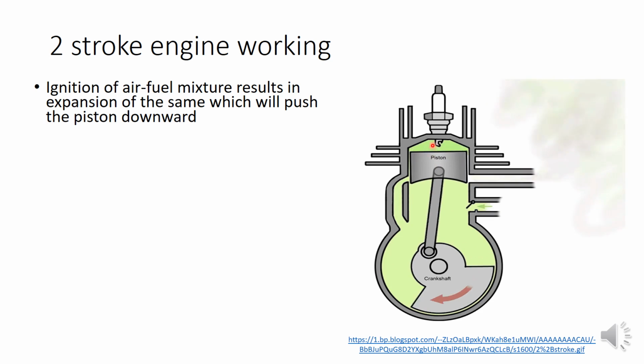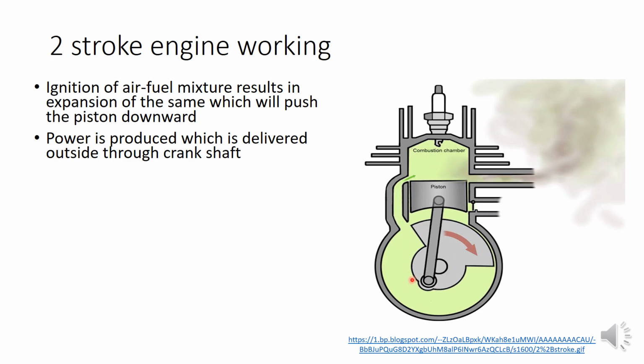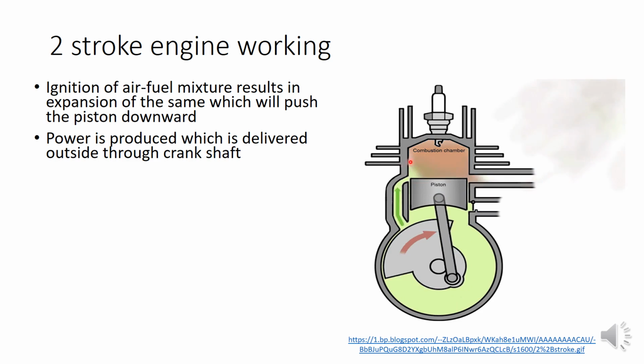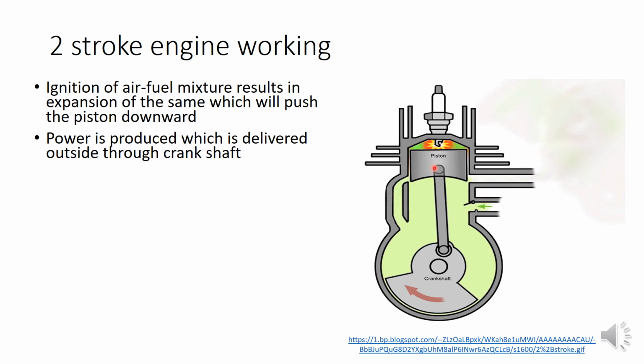So in the downward stroke, we will be getting the power, which will be delivered through the connecting rod and crankshaft to the outside. We will convert the piston movement into rotation of the crank with the help of the connecting rod and it will be delivered to the outside.